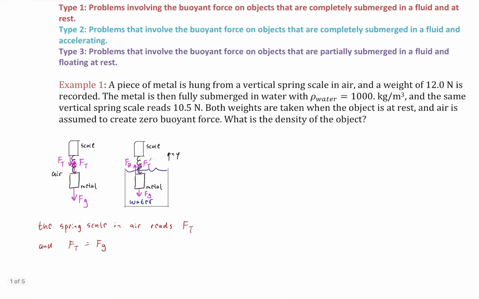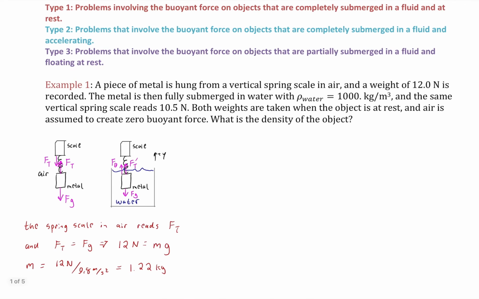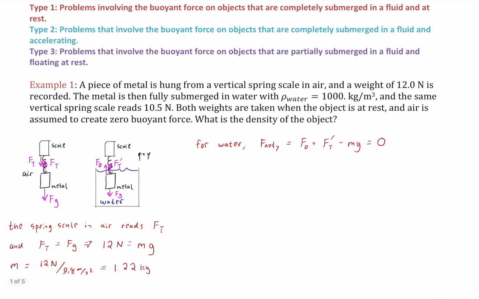So the spring scale in air reads Ft, and Ft just equals Fg, right? Because it's at rest after all. All right, so that means that 12 newtons equals mg, which means that the mass is 1.22 kilograms. Okay, great. And that's just to find the mass.